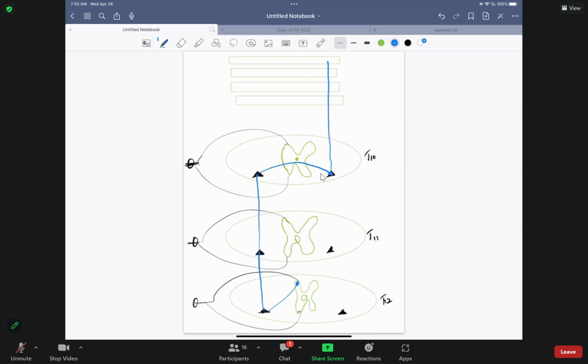Okay. So T12 crosses at T10, for example. So the fiber that enters at T11 will cross at T9. Does that make sense? It always goes two segments up and across to the opposite side.